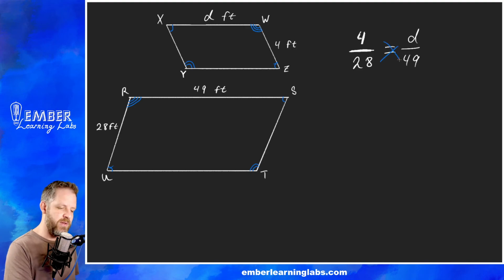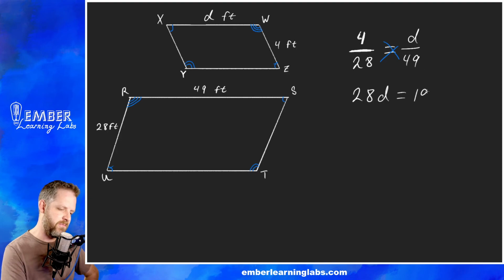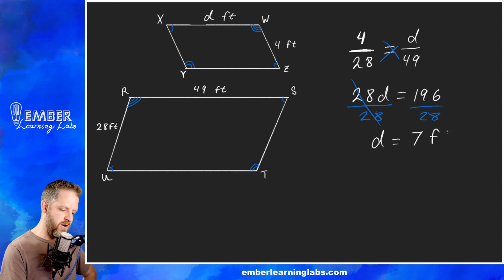So we're going to cross multiply and divide just like before. 28 times D is 28D. 4 times 49 is 196. I'm going to divide both sides by 28. Those cancel, leaving us with D equals 7. We're given units, so we need to put the units. They're all in feet.